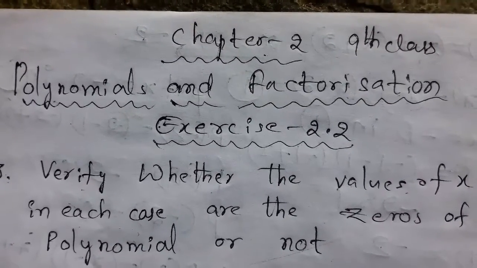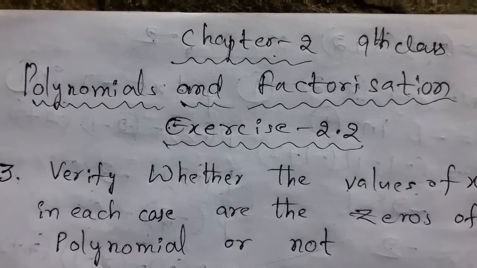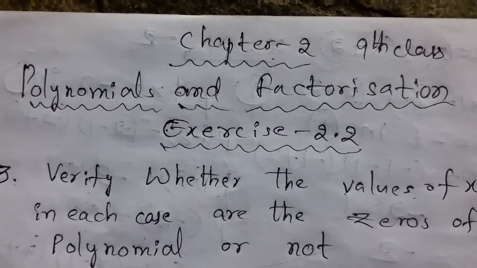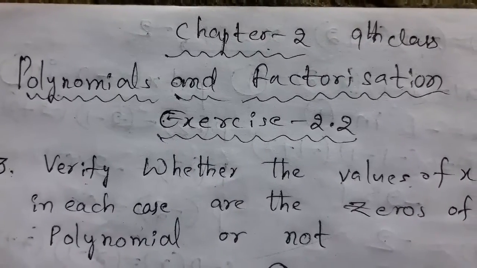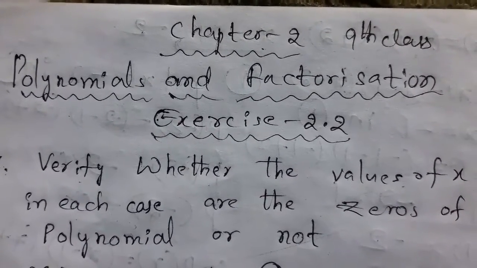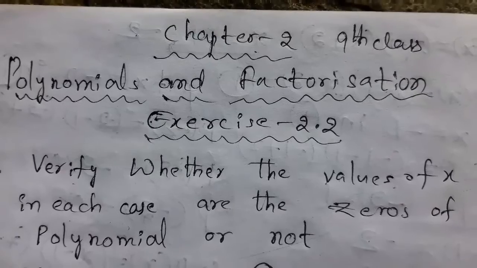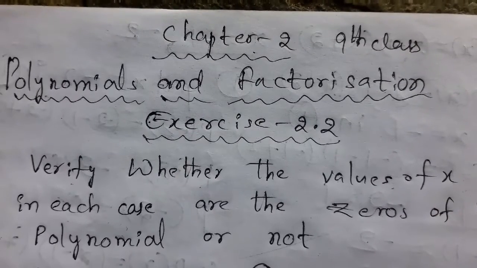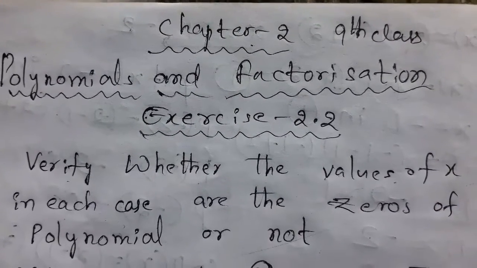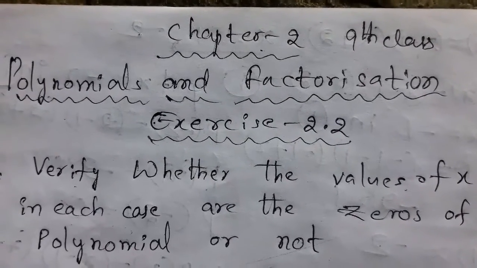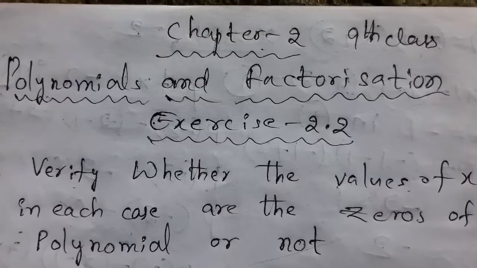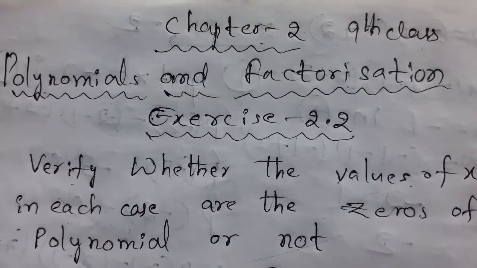Chapter 2, ninth class, Polynomials and Factorization, Exercise 2.2. Third, verify whether the values of x in each case are the zeros of the polynomial or not. In the last class, we discussed the first four solutions. Now, we are going to discuss the remaining solutions in the third bit.